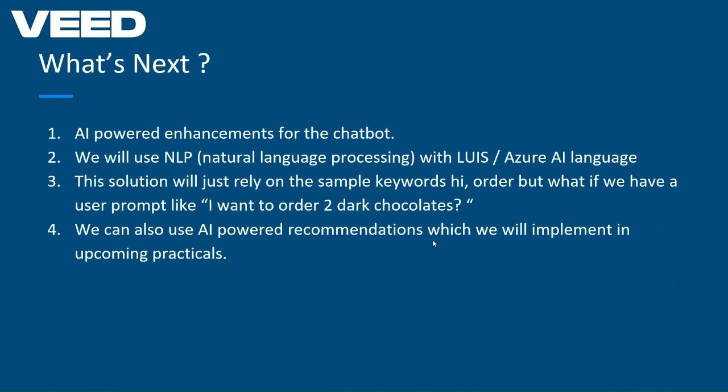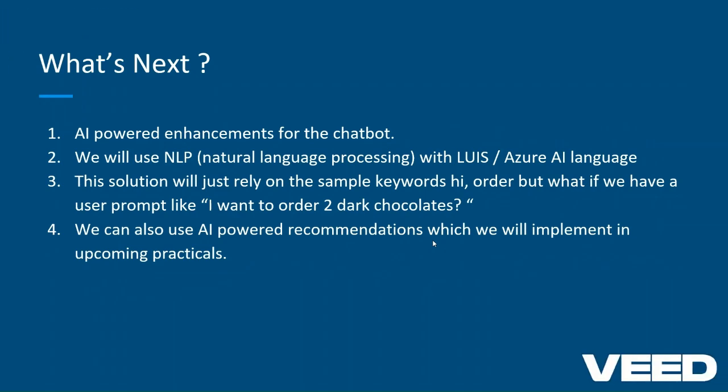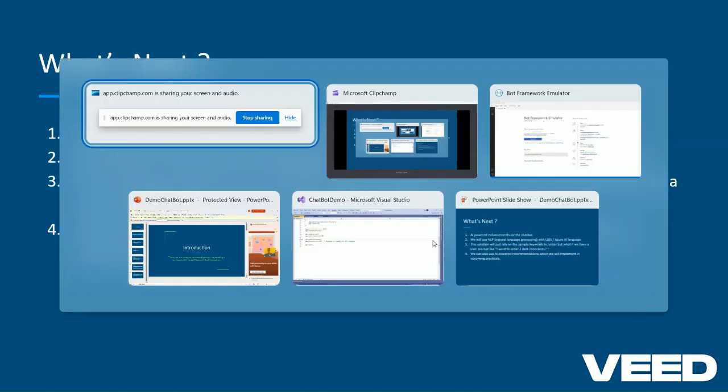Once this implementation that I will try to explain to you is completed, the question will arise. This implementation is very basic. But we can use this sample application and use natural language processing using LUIS or Azure AI Language. This simple project only supports keywords like hi or order. But let's say the user wants to enter a prompt like I want to order two dark chocolates, so our chatbot application should be smart enough to understand this prompt and behave accordingly. And we also can use an AI-powered recommendation service, which we are going to use in the upcoming practicals. So let's go to the practical straight away.